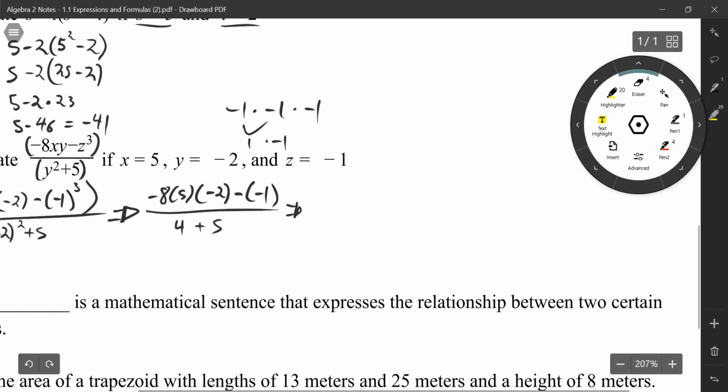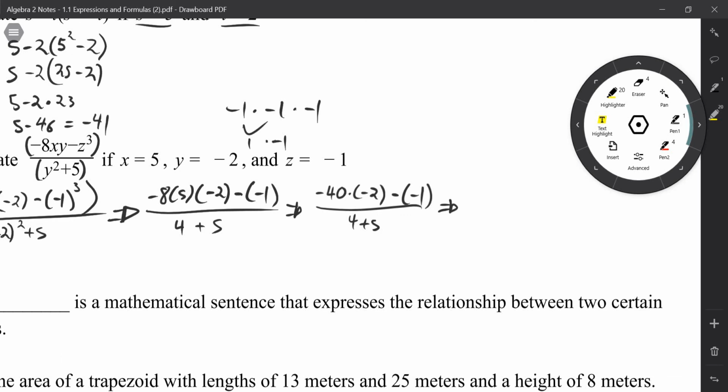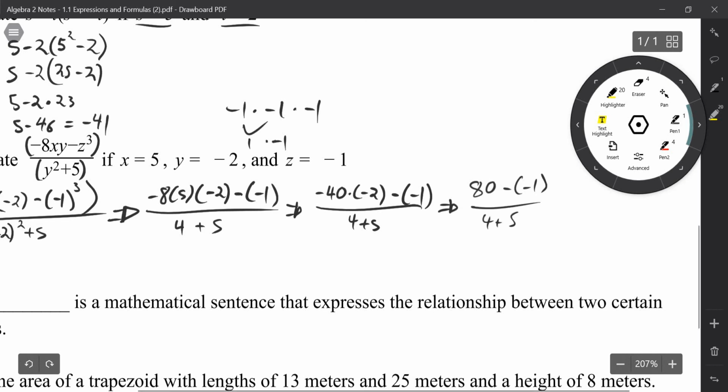But for the sake of this, we'll attack it left to right. So we're looking at -8 times 5. That's going to give us -40 times -2 minus -1, all over 4 plus 5. This next step here, we still have some multiplication to do. Negative times a negative, again, that -2 and that -40 are going to give us a positive. So we're looking at really just 40 times 2. That's going to give us 80 minus -1 over 4 plus 5.